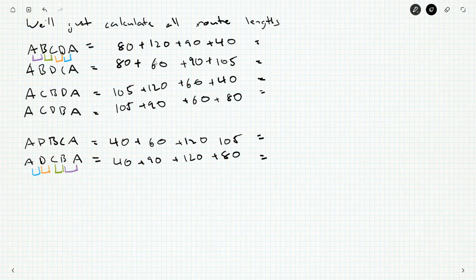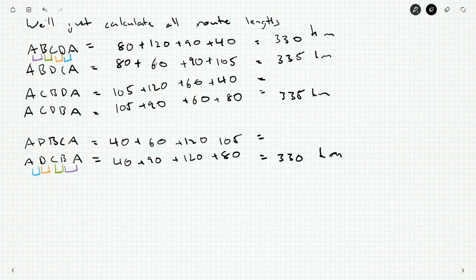80, 120 is 200, plus 90 is 290, plus 40 is 330. So that'll be 330 down here. 80 and 60 is 140. Plus the 90 is 230, plus this is 335. Right, I stumbled a bit there, so I just want to make sure. 140, 230, 335. Yeah, okay. And then there's another one that has exactly that same calculation, 335 here.